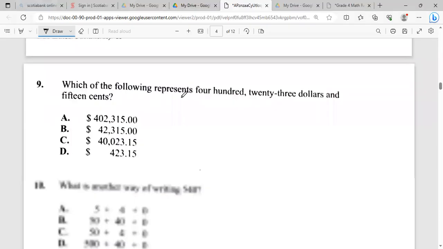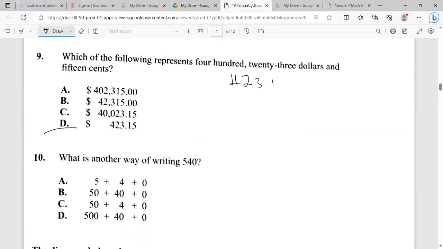which of the following represents $423.15? That would be D. What is another way of writing 540? So that would be 500, 4 tens, and 0 ones. So that would be D.